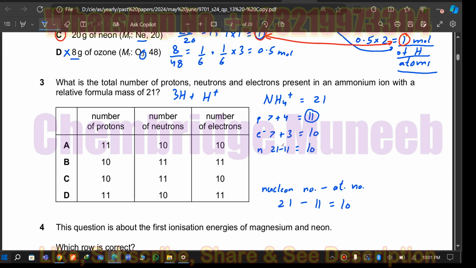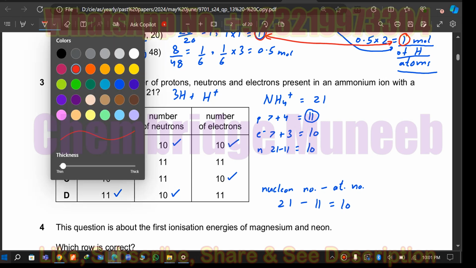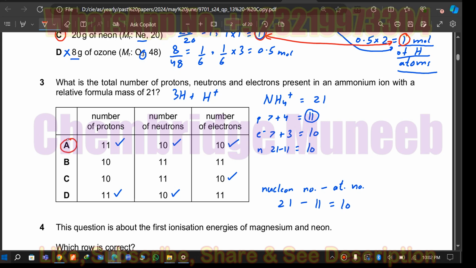So we have calculated the electron, proton and neutrons in the ammonium ion. Now we will put the ticks in the columns. Number of protons are 11, number of neutrons are 10, and the number of electrons are 10. So we can clearly see that option A is the right one, which has 3 ticks.